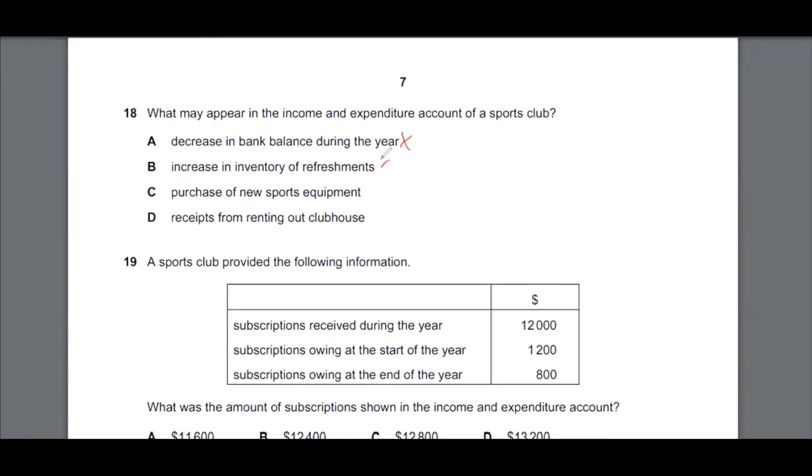Increase in inventory of refreshments, this is also not in income and expenditure. Purchase of new sports equipment, no. Receipts from renting out a clubhouse, yes. The answer to multiple choice 18 is option D. This is basically income, this is an income for a sports club. So the correct answer to multiple choice 18 is option D.